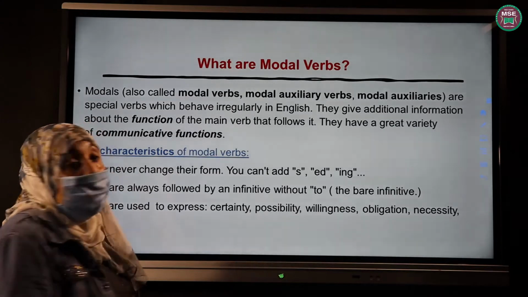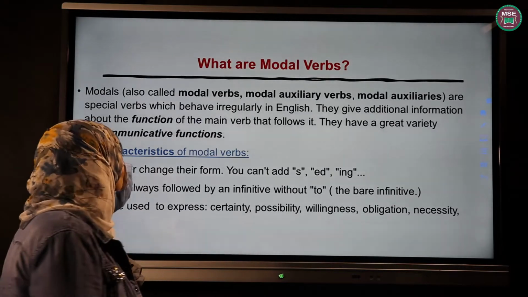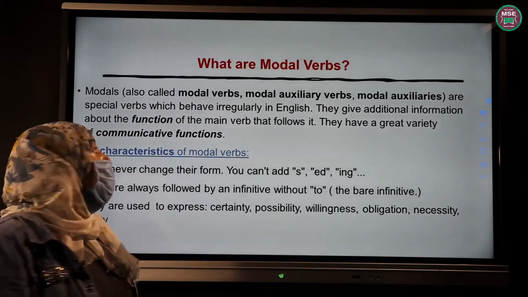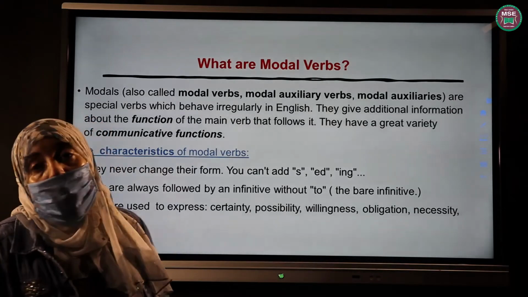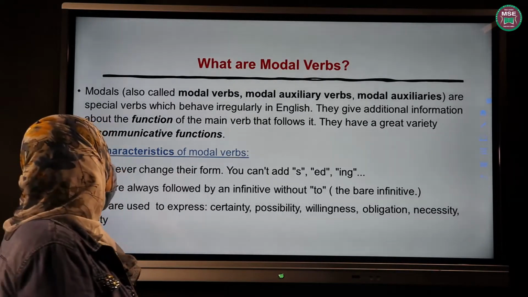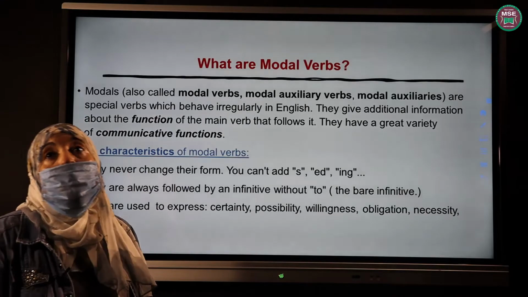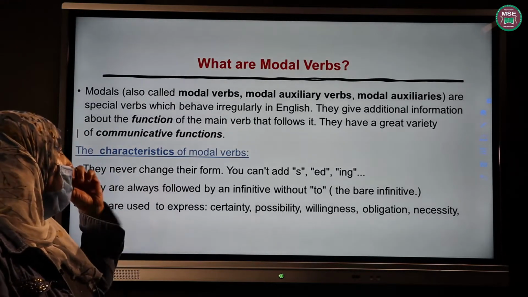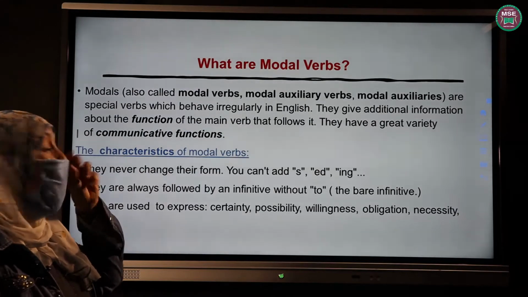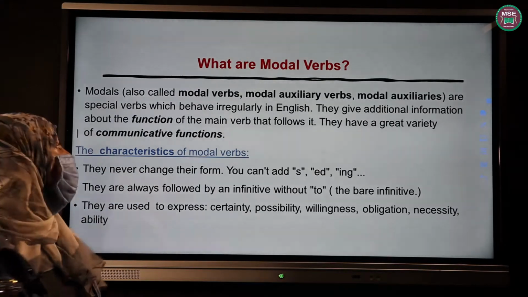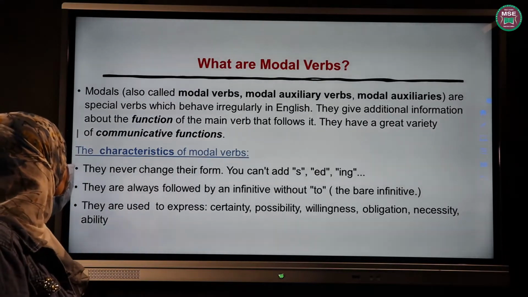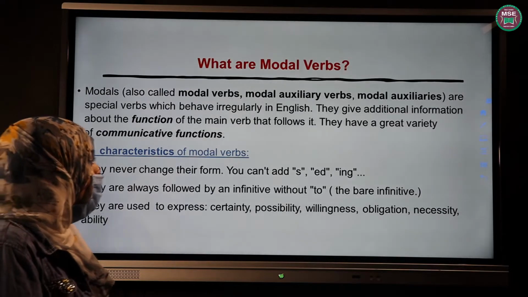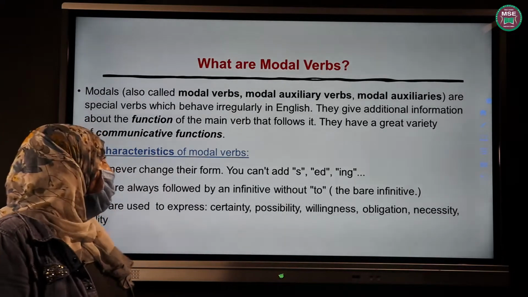Modals have another name. They can be called modal verbs, modal auxiliary verbs, or modal auxiliaries. They are special or unique verbs which behave differently in English. Why do we use them? We use them to give additional information about the function of the main verb that follows them.